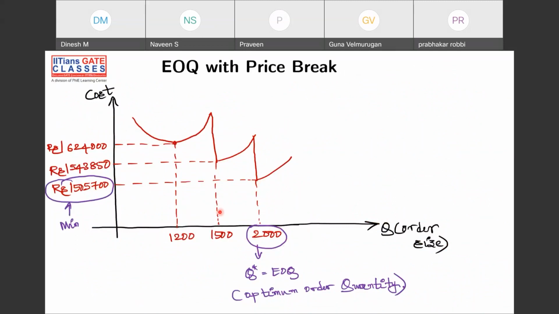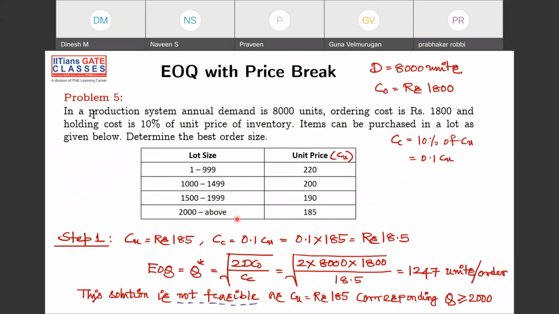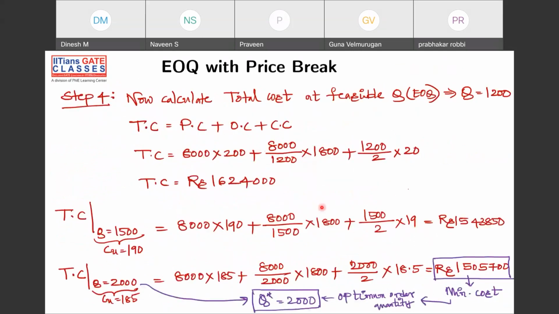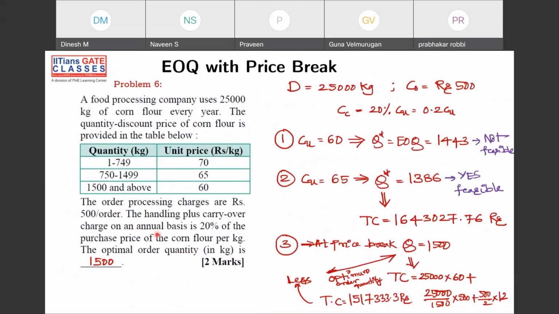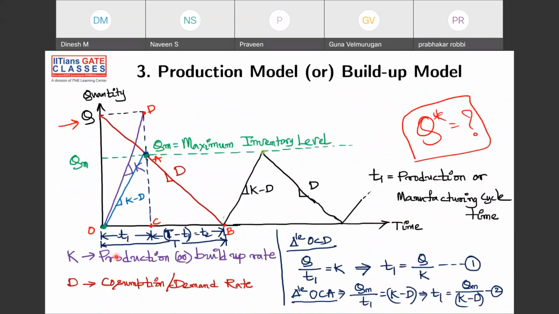Actually, this problem is from a previous year Engineering Services examination, but this is how we have to calculate. Even in GATE, this kind of question has been asked, with these three price breaks: up to 749, 750 to 1499, and 1500 and above. The same procedure has to be followed, and we got this as the answer. Let's not discuss that now. And the third model that we're going to discuss in the deterministic models is the production model, or build-up model.